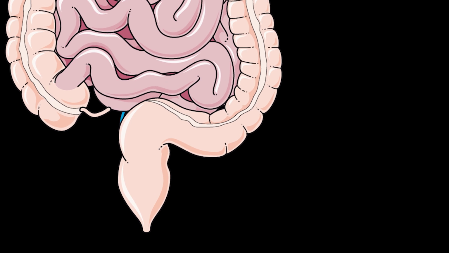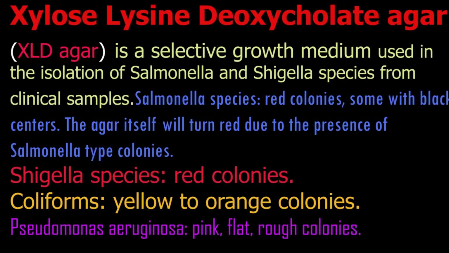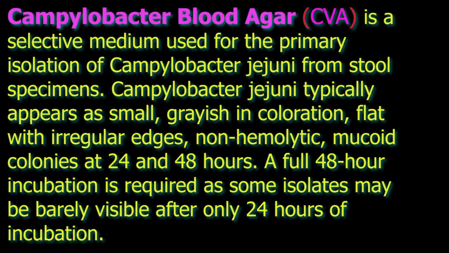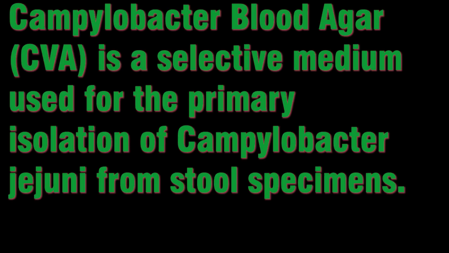Rectal swab. Normally direct smear is not done. Methylene blue stain may be done for fecal leukocytes. Blood agar, MacConkey agar, XLD or selenite or selective Campylobacter agar can be used. Stool culture: methylene blue for fecal leukocytes, blood agar, MacConkey agar, XLD, and selective Campylobacter agar are used.